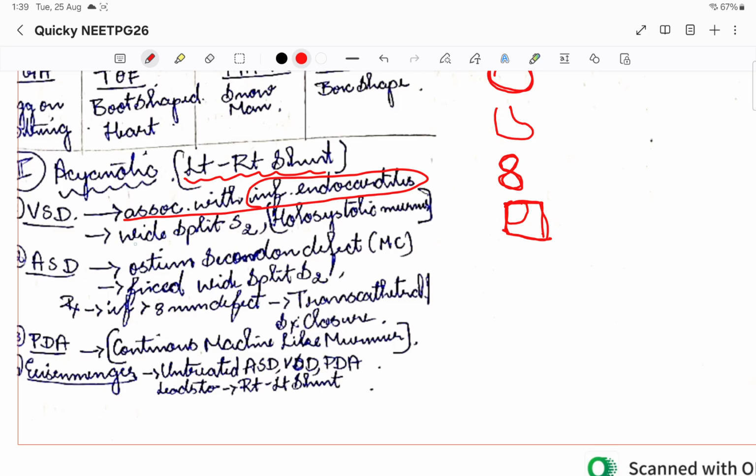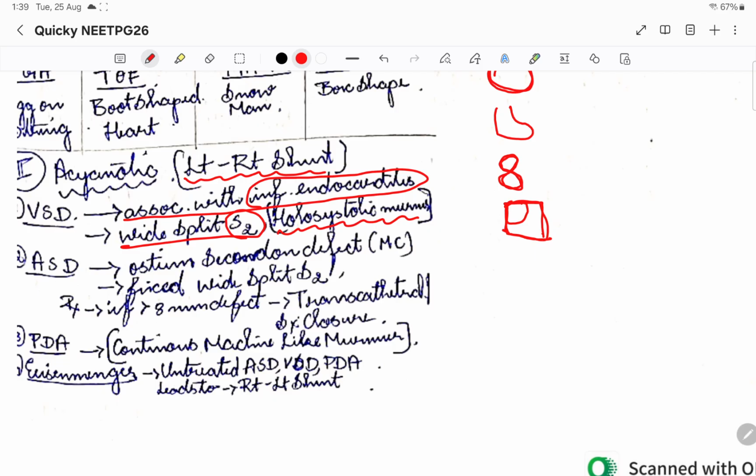Okay, here the murmur will be a wide split S2, meaning during the dub sound there will be 2 splits. And the murmur will be a holosystolic murmur, because during the systole itself is when the blood will start flowing towards the right ventricle, right? So this is the VSD.